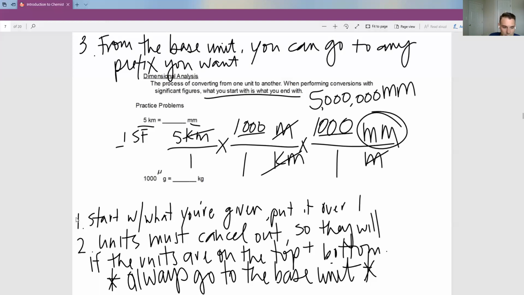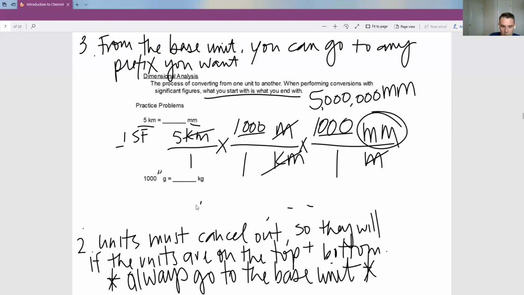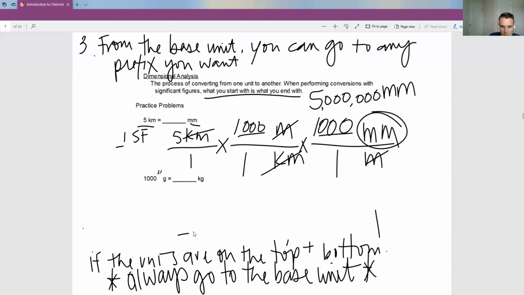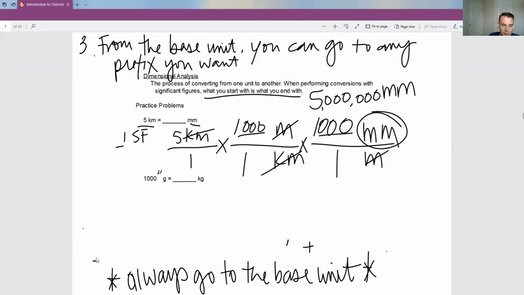Okay, I'm just going to erase this here so that I can do the next problem. I'm going to leave up here the part where it says always go to the base unit. So that is super important. If you don't go to the base unit, you cannot do anything else.